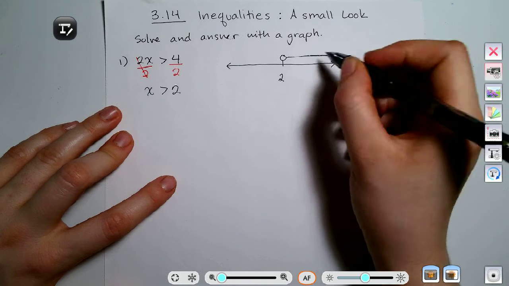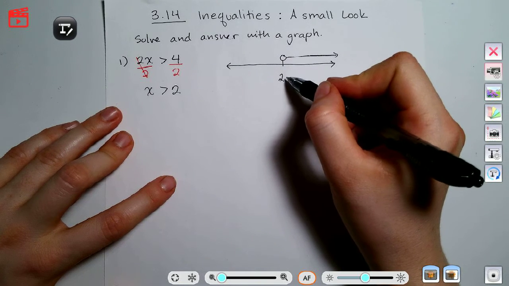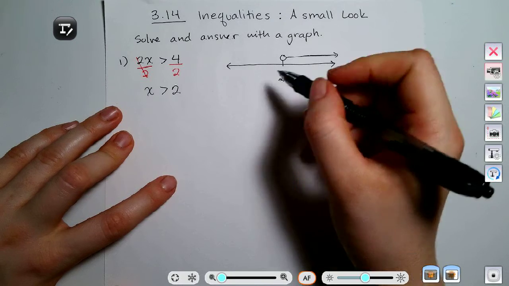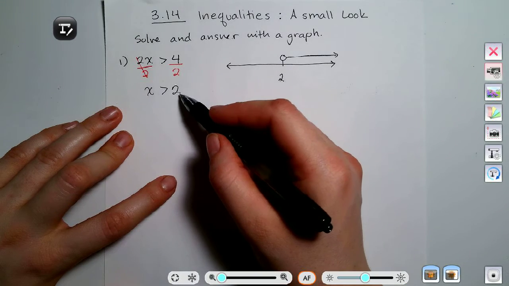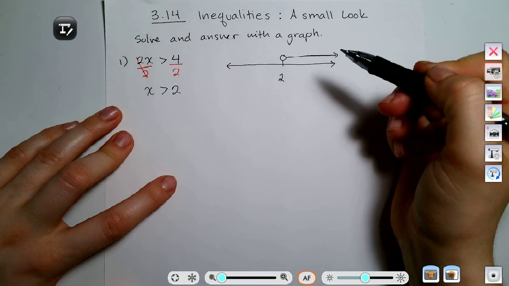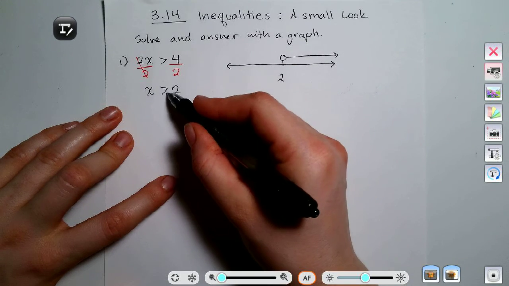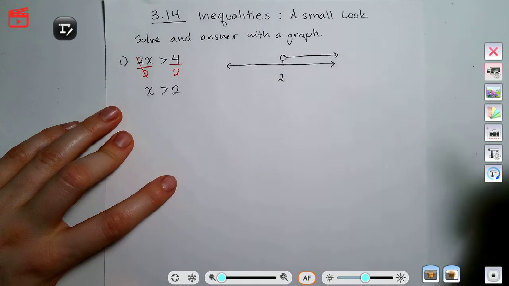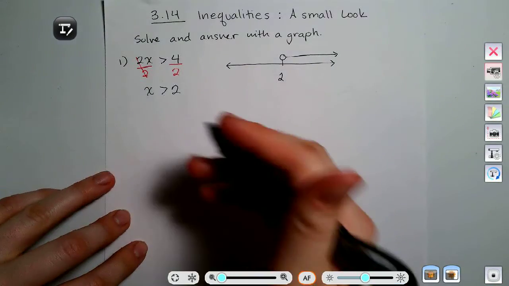Now the question comes, am I including 2 in my answer or not? Well, x is just greater than 2. So we're not going to include 2 in the graph. If it was x is greater than or equal to 2, then I would fill in my bubble. All right, so number 2.